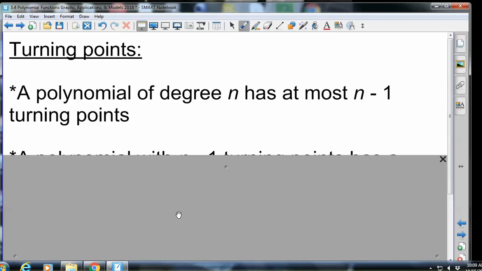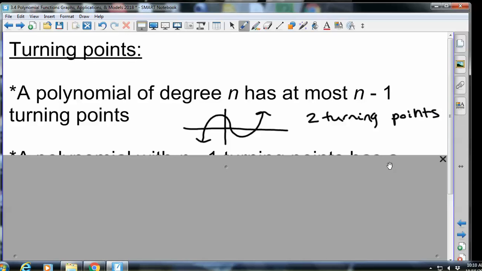What exactly does that mean? What would a turning point be, do you think? If you had to guess. Okay. It could be the 0, the x-intercept. It doesn't have to be, but it could be. When I'm referring to a turning point, I'm talking about my graph changing direction. So if I looked at this particular graph, how many turning points does that have? 2. So what would the degree have to be? 3. Your degree n has at most n minus 1 turning points.